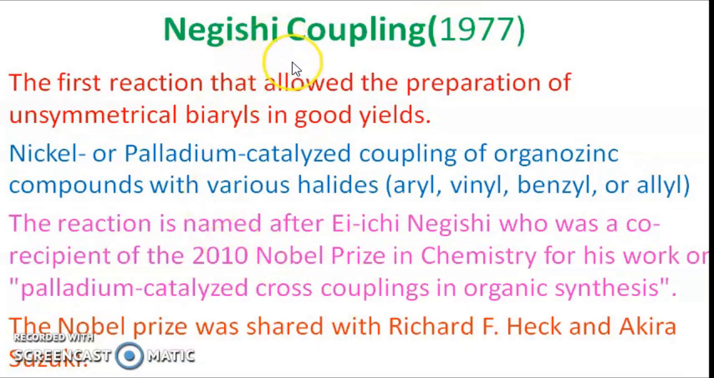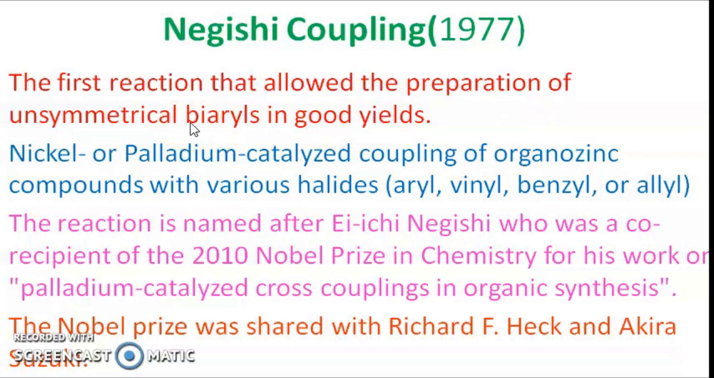Now, Negishi coupling involves the reaction between organic halides, usually aryl, vinyl, benzyl or allyl halide, with an organozinc compound. The organometallic compound is an organozinc compound, in the presence of a nickel or palladium catalyst. So Negishi coupling is the reaction of an organic halide with an organozinc compound in the presence of a nickel or palladium catalyst. This reaction was first carried out for the preparation of unsymmetrical biaryls, and they got good yield for this reaction.